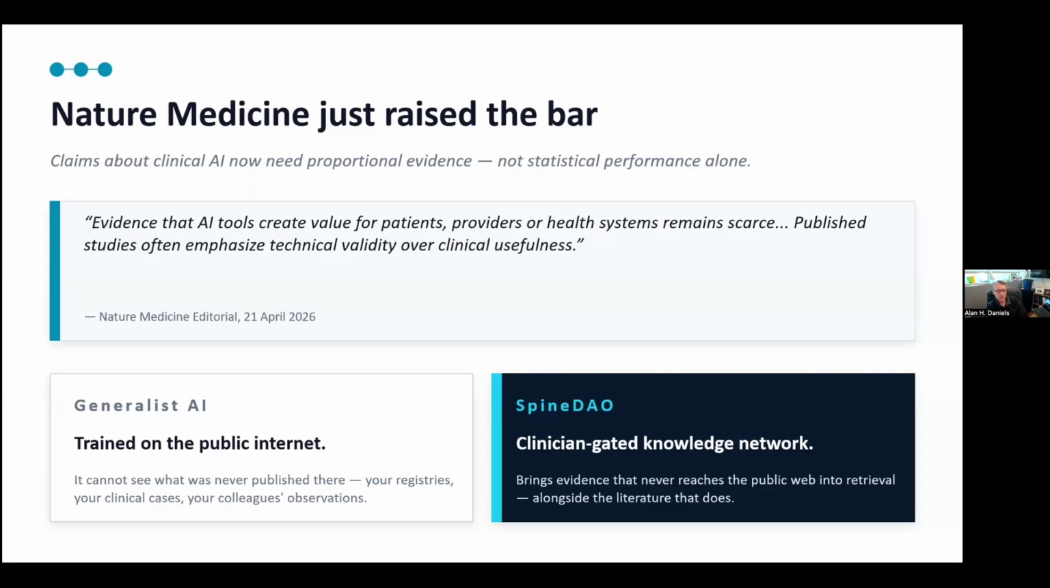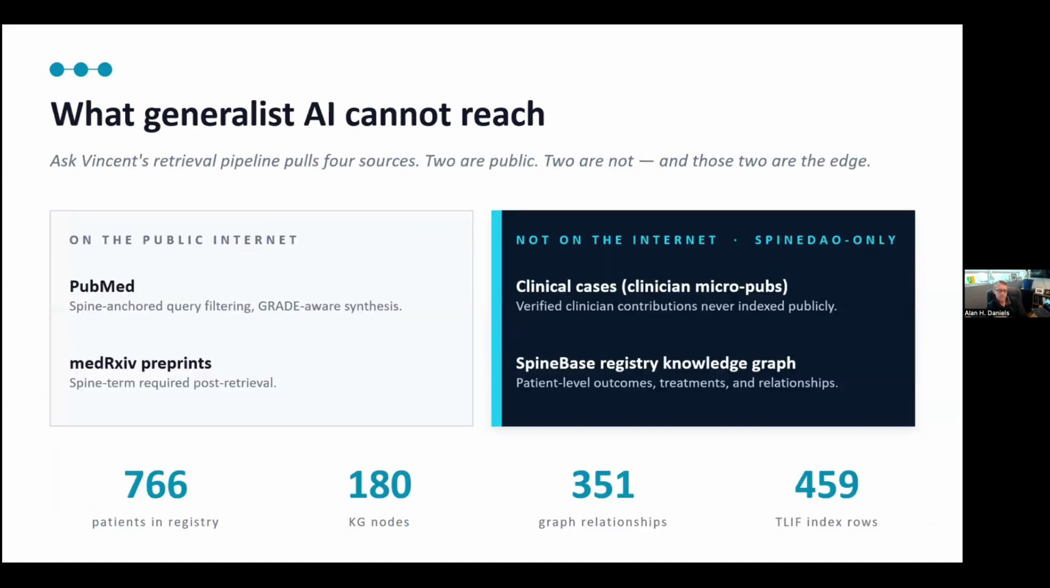So this was a quote from Nature Medicine. It said, there's evidence that AI tools create value for patients, providers, and health systems, and it remains scarce. And the published studies often emphasize technical validity over clinical usefulness. The idea being a call for action that we may be able to use AI and use data to help improve care beyond just what we see on PubMed.